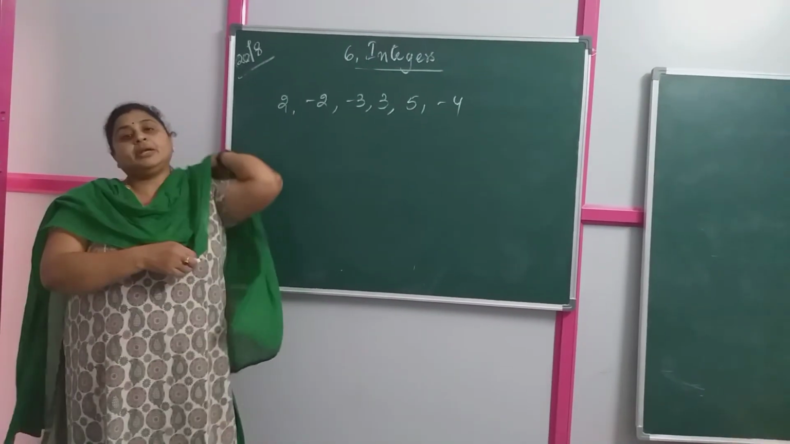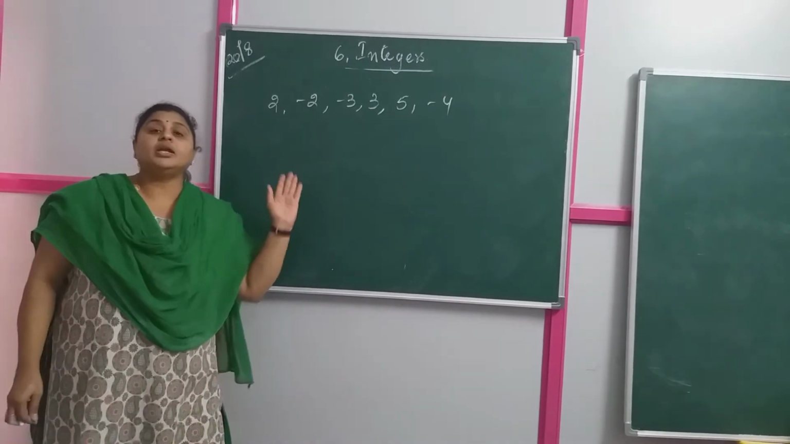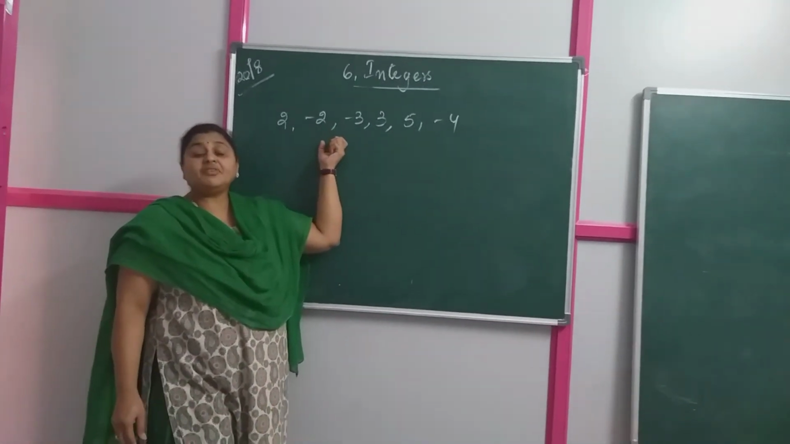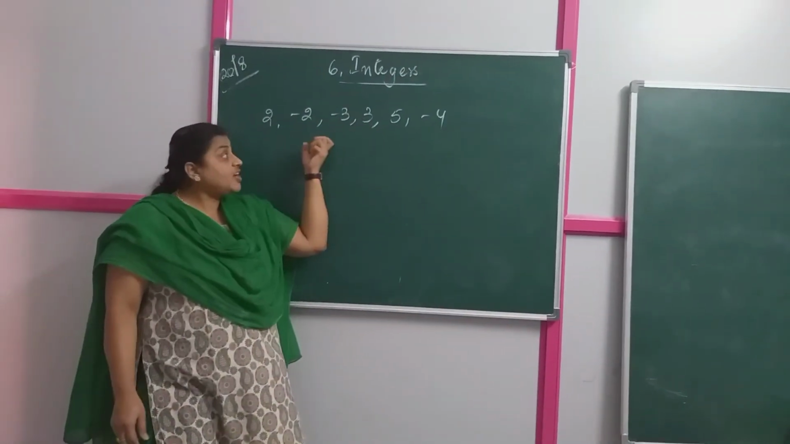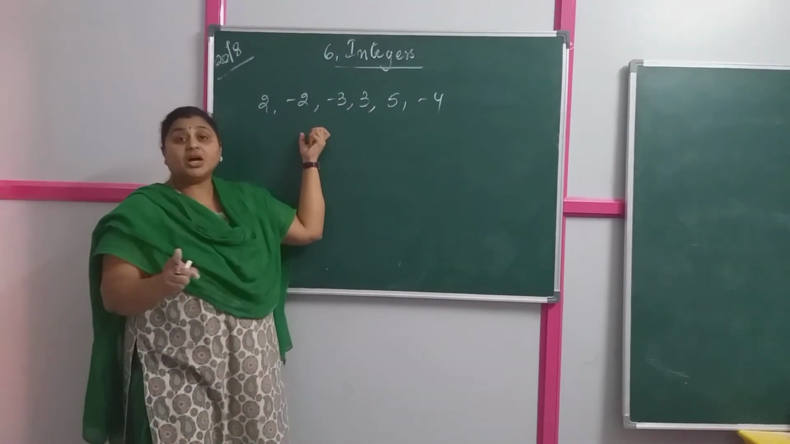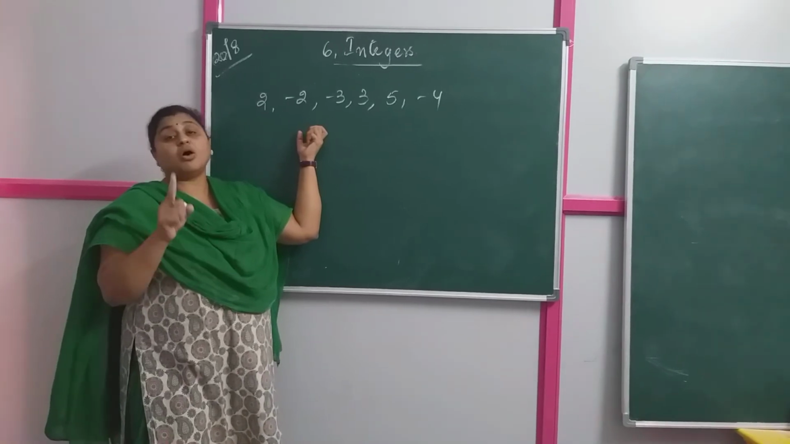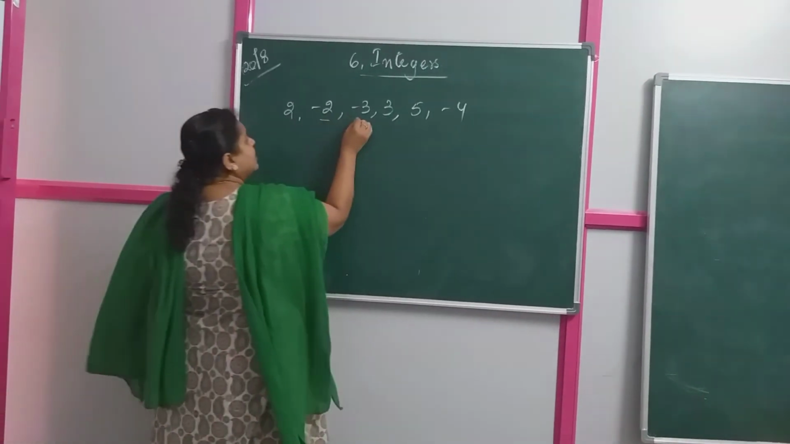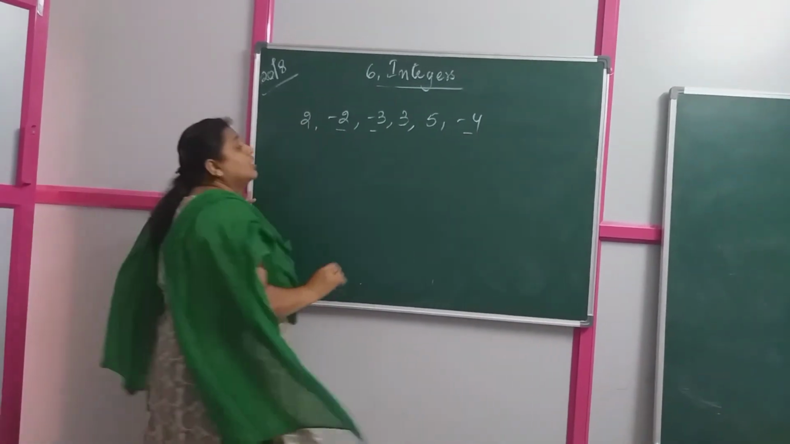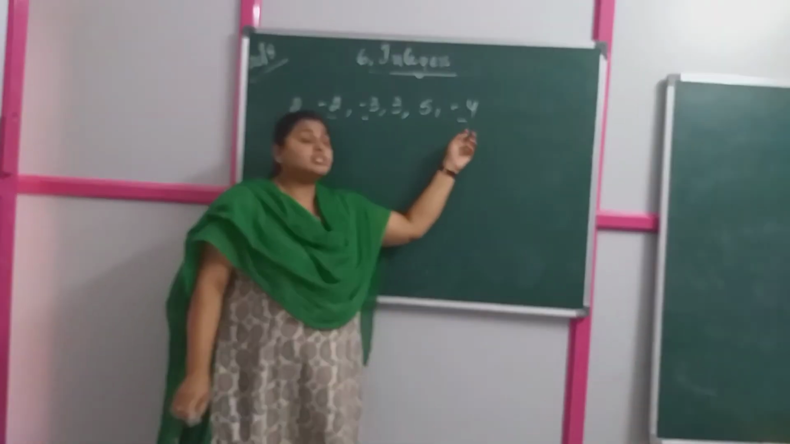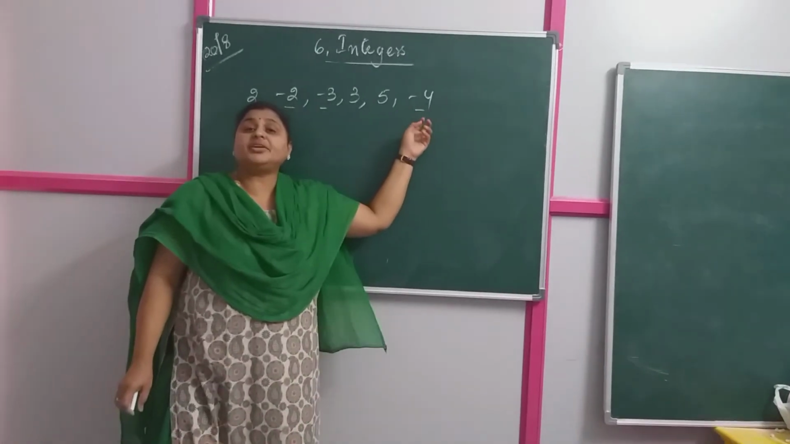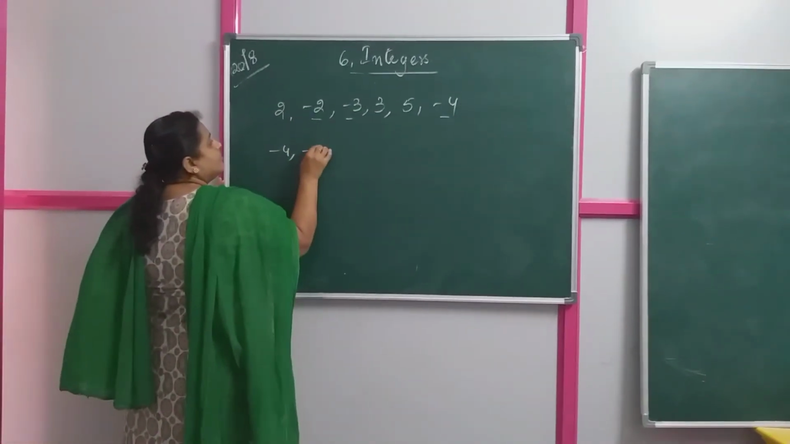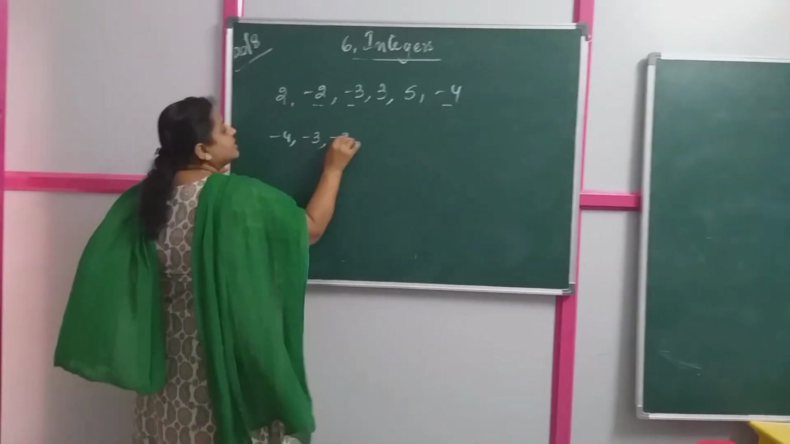What do you mean by ascending order, children? From smaller to bigger. So here I have a combination of both negative as well as positive. So first list out the negative integers because negative integers are smaller than the positive. Now, minus 2, minus 3, minus 4. Which is the smallest integer, children? Minus 4. Minus 4, minus 3, minus 2.